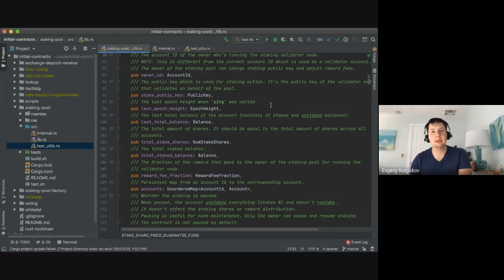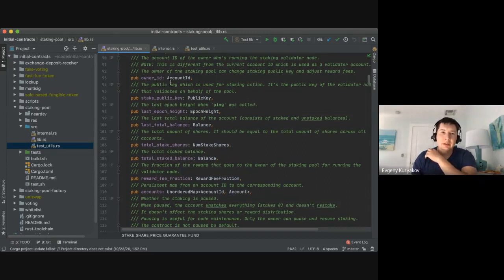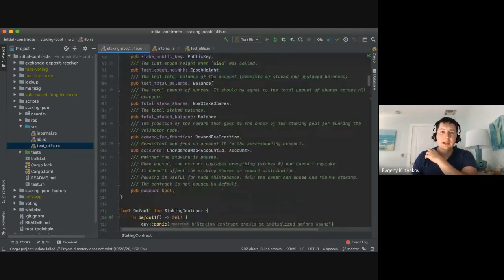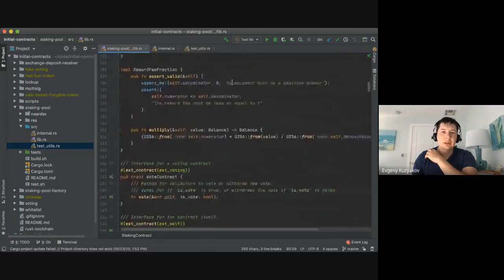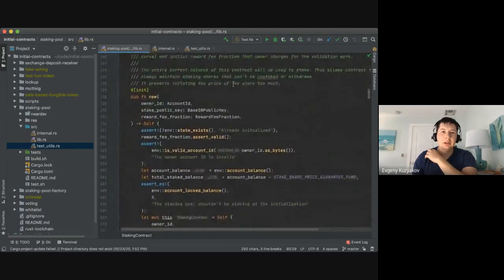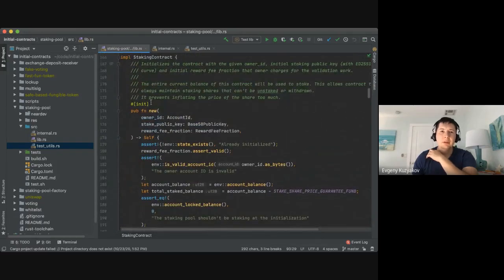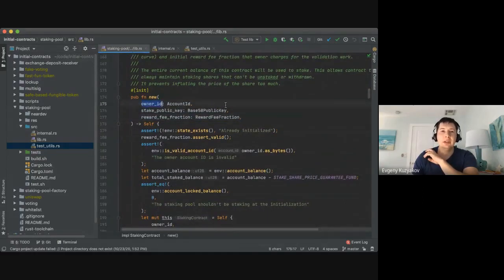But this contract basically is a standalone contract without any access key on it that is controlled by the owner. In this case, the owner is provided at the initialization. So let's go to the initialization method, similar as before. It has 3 arguments. And the first is owner ID. Owner ID is the account ID of the owner account.